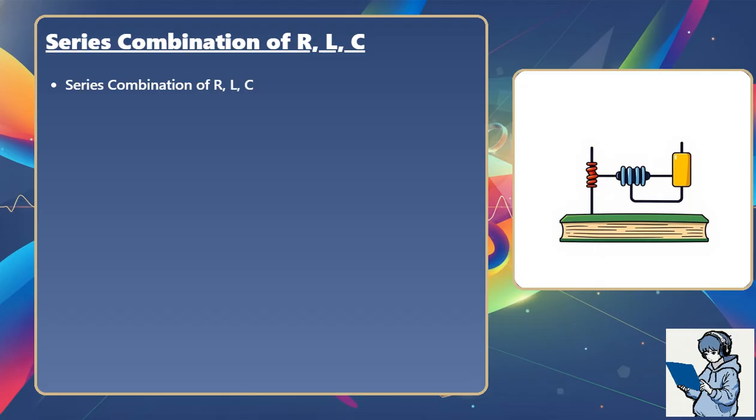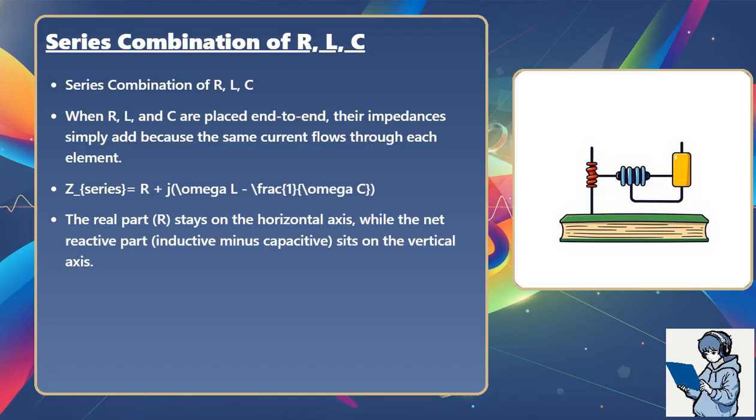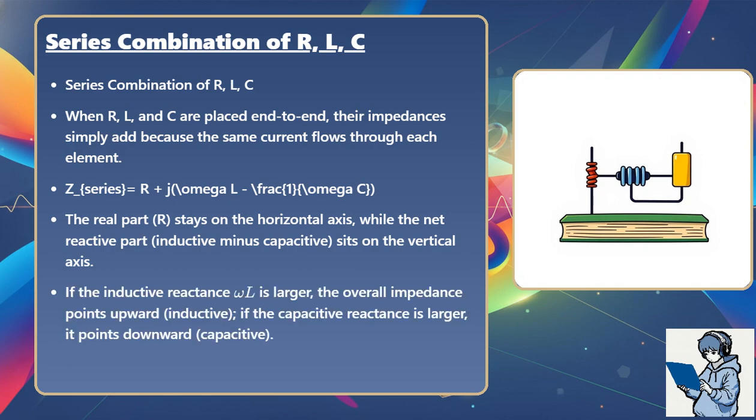Series combination of R, L, C. When R, L, and C are placed end to end, their impedances simply add because the same current flows through each element. Z series equals R plus j(omega L minus 1 over omega C). The real part R stays on the horizontal axis, while the net reactive part, inductive minus capacitive, sits on the vertical axis. If the inductive reactance omega L is larger, the overall impedance points upward, inductive. If the capacitive reactance is larger, it points downward, capacitive.